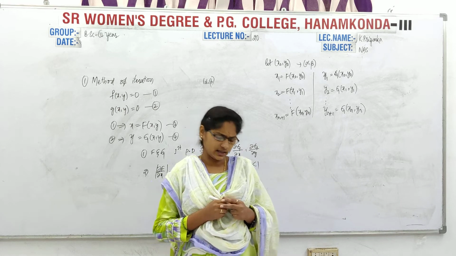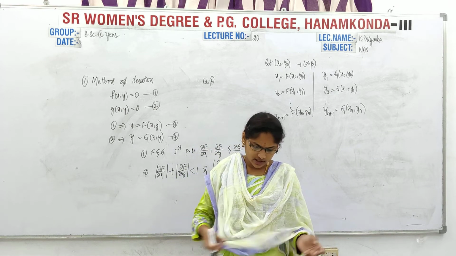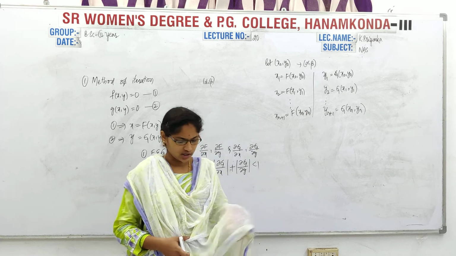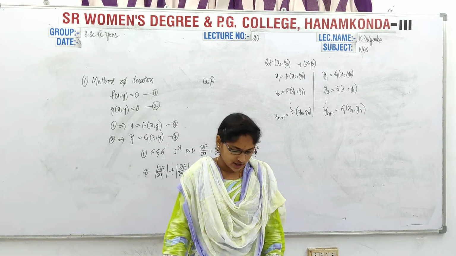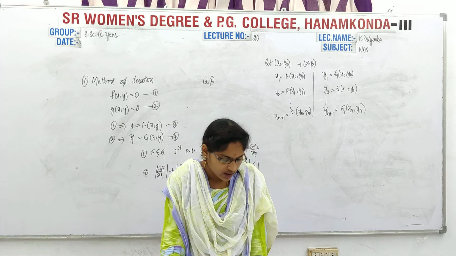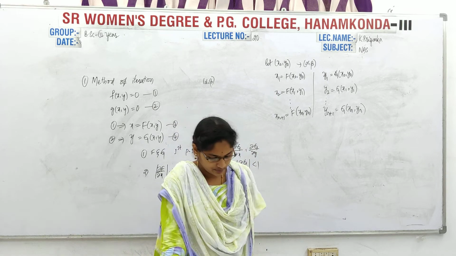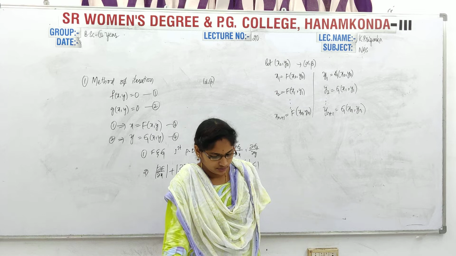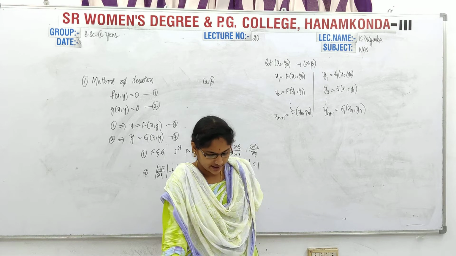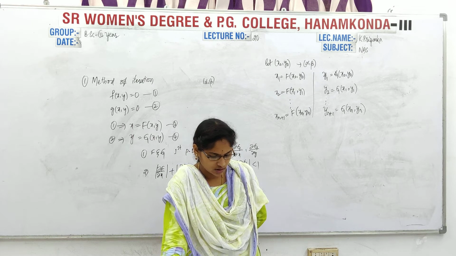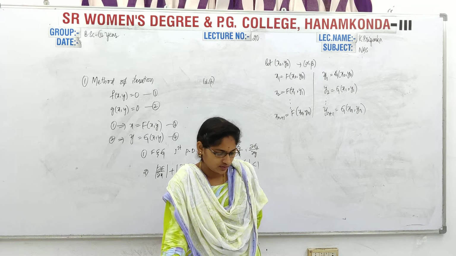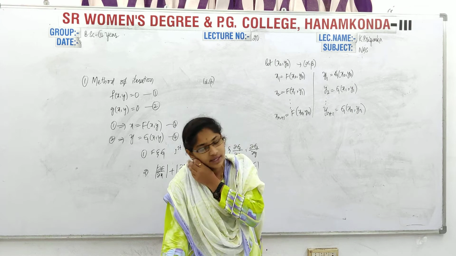I will say in a clear way. If the sufficient conditions of convergence are satisfied, then the roots are alpha and beta.